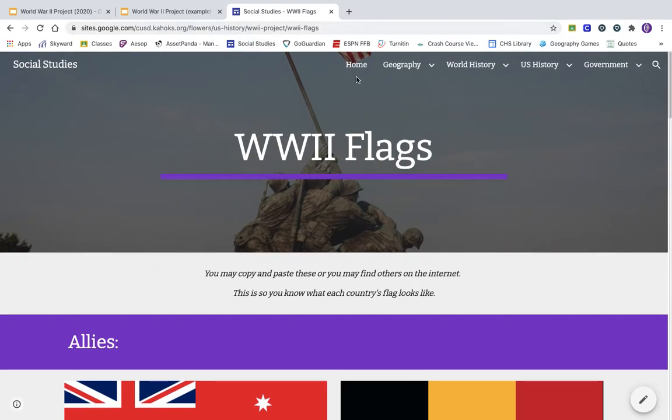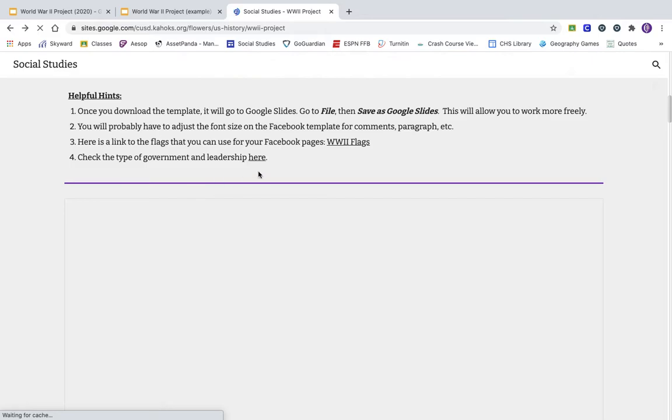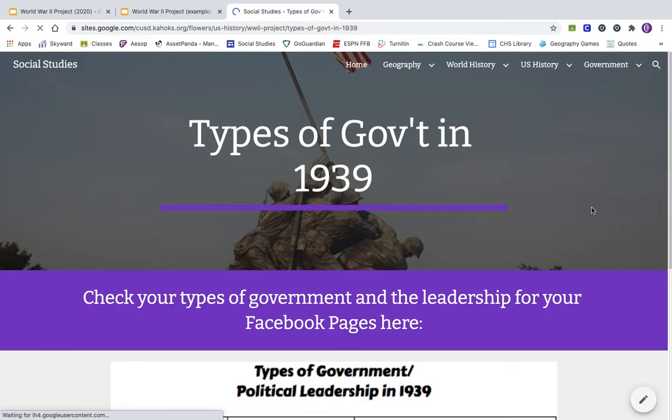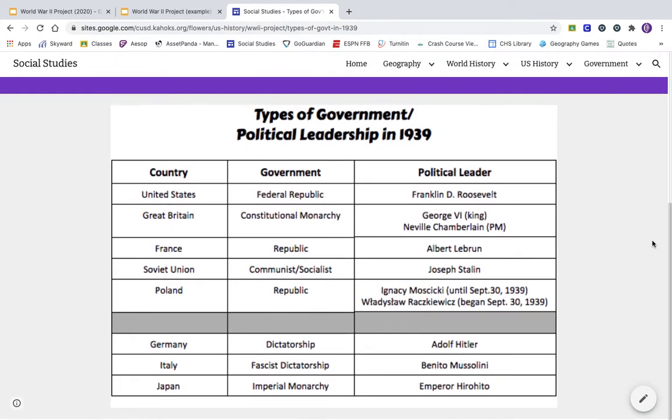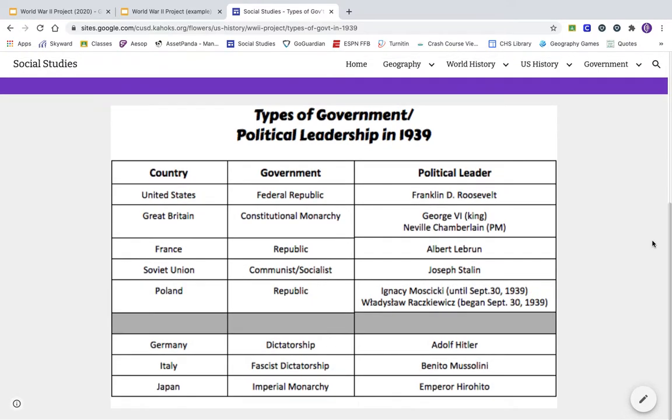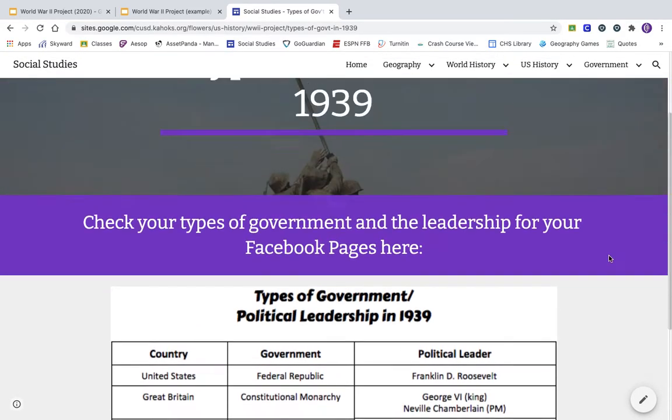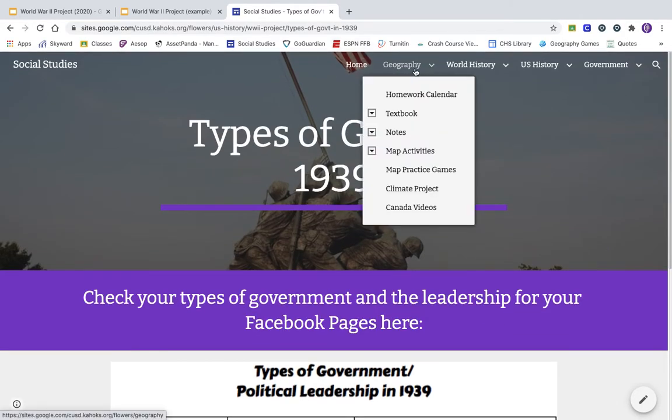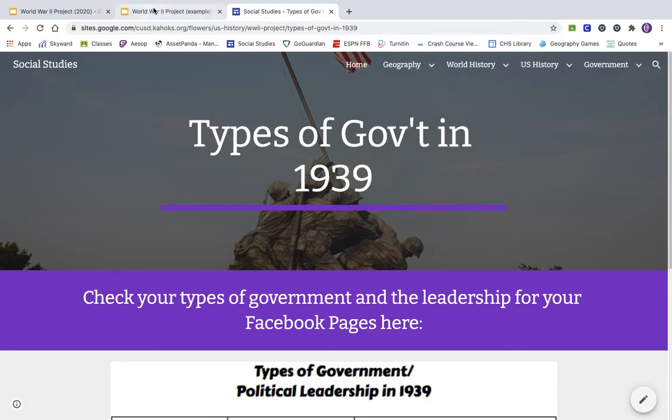And then I have also included, and normally I don't post this until later, but I'm giving you guys a chance to do this. I put the type of government and leadership there so I know that you get it right. So there's a little chart there that shows the countries you can choose, what kind of government they have, and who's in charge. So I even did that part for you, so that should be easy.